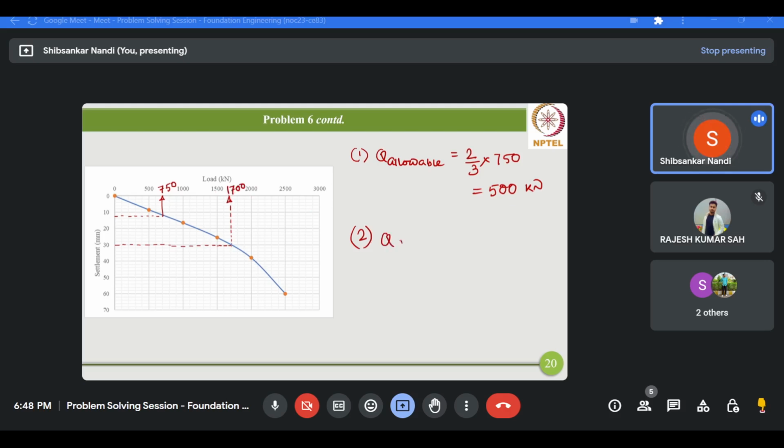So Q allowable will be 50% or half of this 1700, so that means 850 kilonewtons. Now the final Q allowable will be the minimum of these two, the minimum of condition 1 and 2. So that means 500 kilonewton.